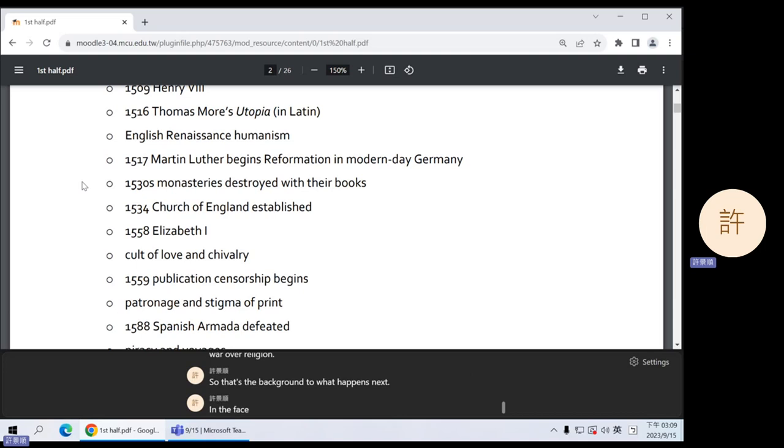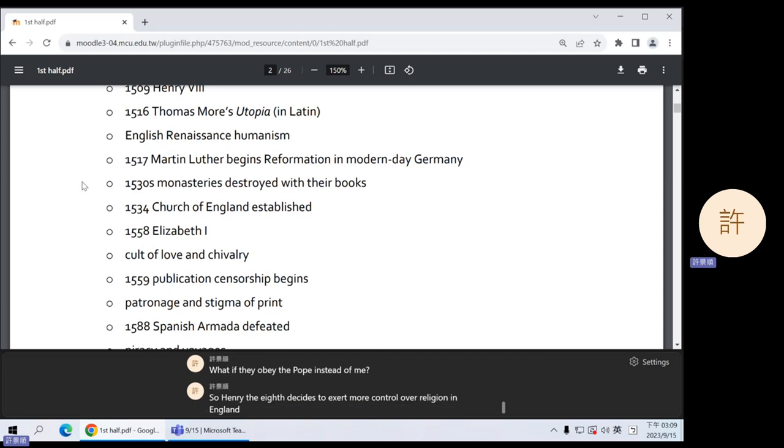In the face of the Reformation, Henry VIII decided that religions can be dangerous. What if they obey the Pope instead of me? So Henry VIII decides to exert more control over religion in England. And one thing he did is to destroy or end most monasteries, 修道院.